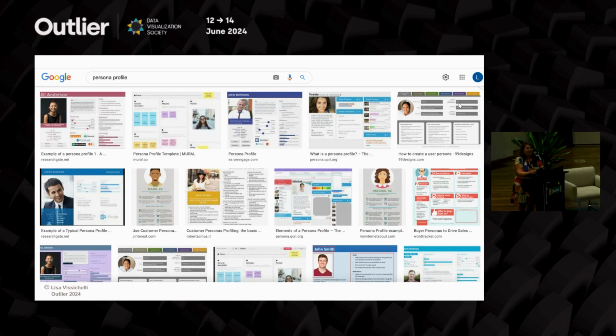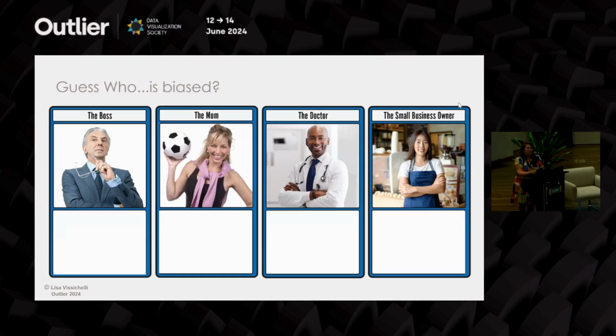So let's play our own version of this game. How can we approach our own natural biases? I'm going to show you these 4 images, and can you tell me which of these, do you think the first one is a stereotype or a bias? Raise your hand if you think this one, the boss. Yeah, all right, most of you, okay. How about the mom?